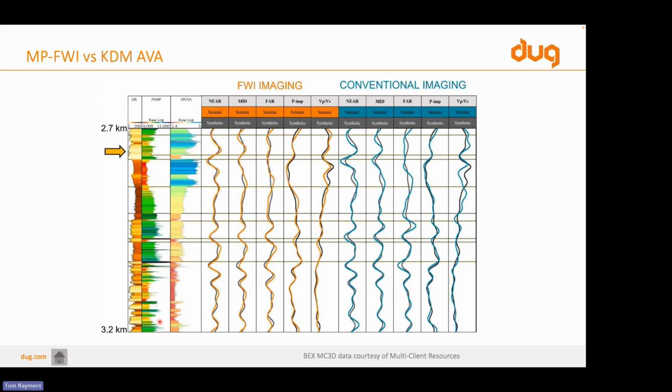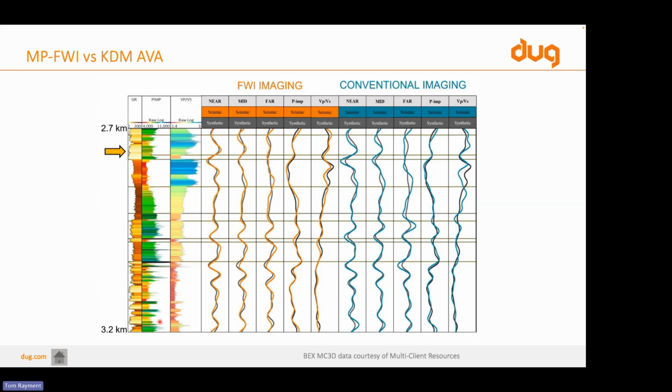There's a good tie between all of them, but it's interesting at this strong VPVS contrast marked by the yellow arrow that we can see that the FWI imaging is capturing that AVA anomaly a little bit better than the conventional Kirchhoff migration. That's leading to a better estimate of VPVS.